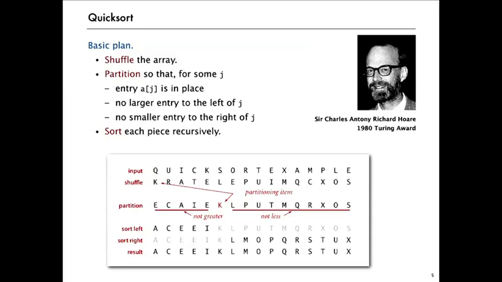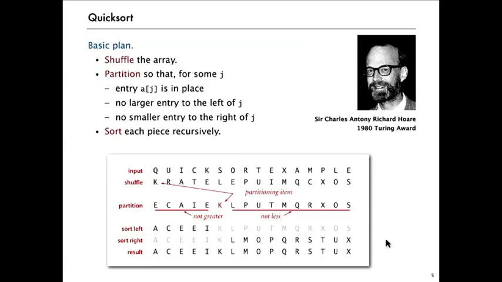So that's to divide it so that for some value j, the entry a of j is in place in the array. There's no larger entry to the left of j and no smaller entry to the right of j. Once we have the array partitioned in that way, shown here in the middle, we have k in its position and we have everybody to the left, there's nobody greater than k, and everybody to the right, there's nobody less. Once we have it arranged in that way, then we recursively sort the two parts, sort the left part, sort the right part, and then after those two things are done, the whole thing is sorted.